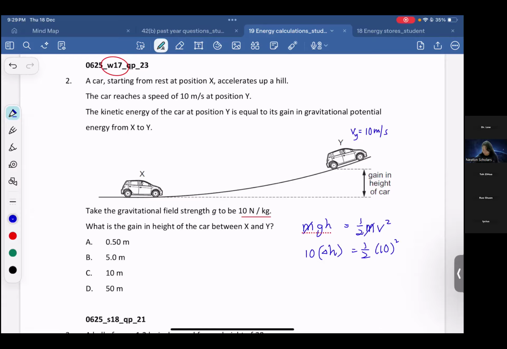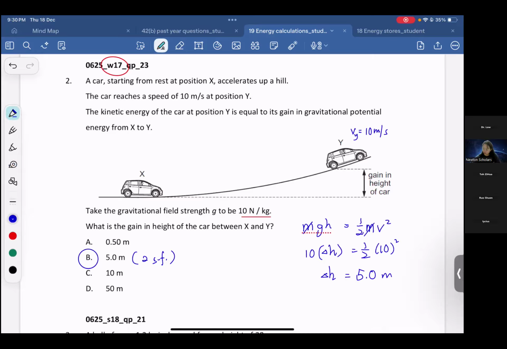B, correct, B. Okay, answer is B, dear. Answer is B, 5.0 meter. You see, the final answer is given in two significant figures. So in paper 2, don't write 5 meter, write 5.0 meter.